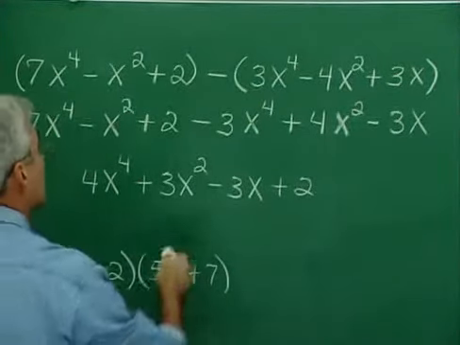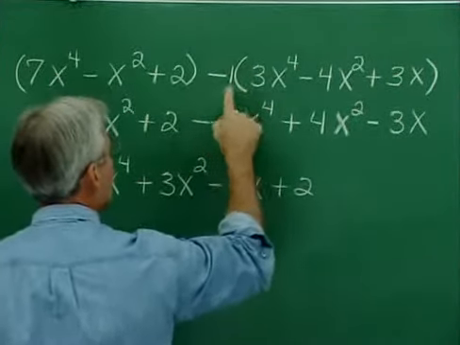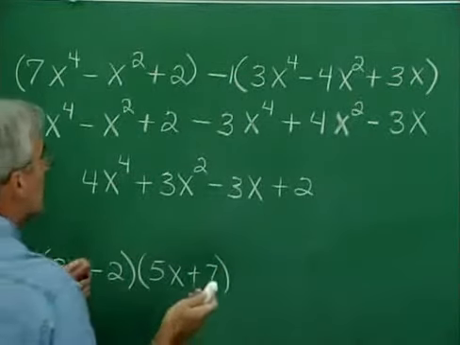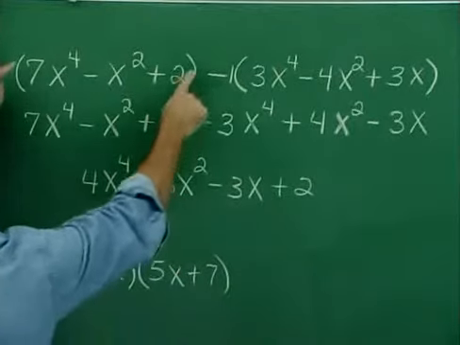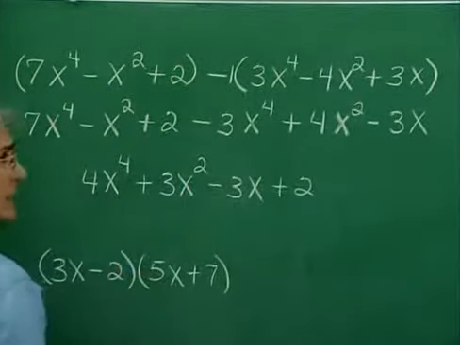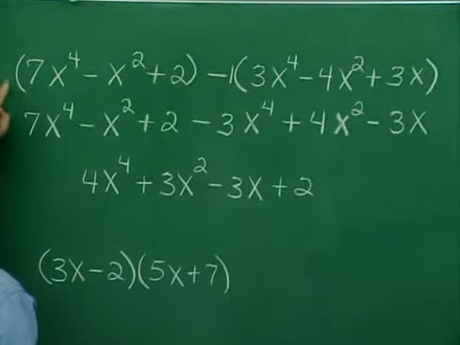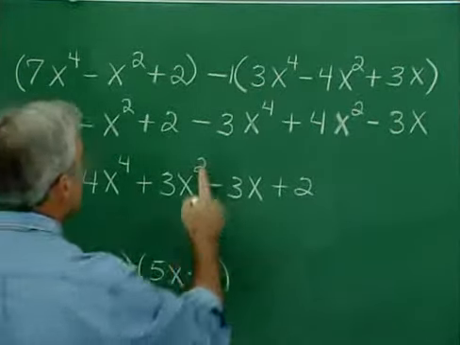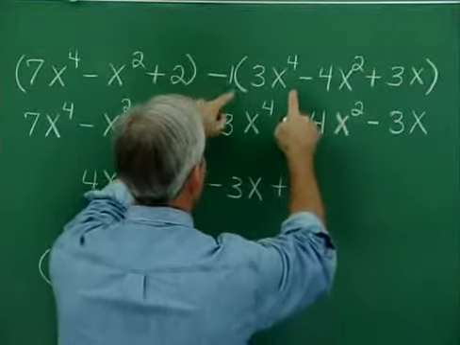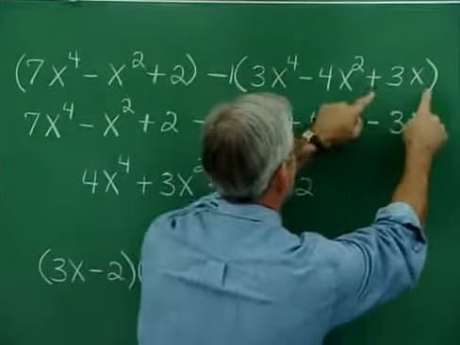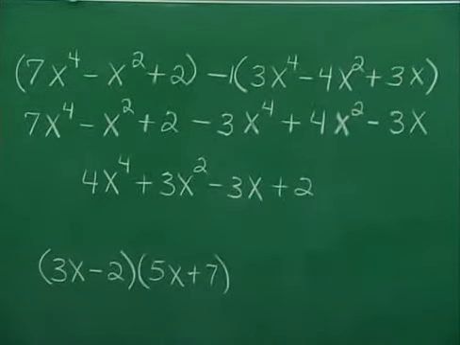And we can think of it as minus understood 1 times every one of these terms in order to complete that sign change operation. So all I've done is drop the parentheses here and bring these down because the understood coefficient here is 1. That's one way to look at it. And here, minus 1 times all of these, the signs change. This becomes minus 3x to the 4th plus 4x squared minus 3x. And now I want to collect like terms.